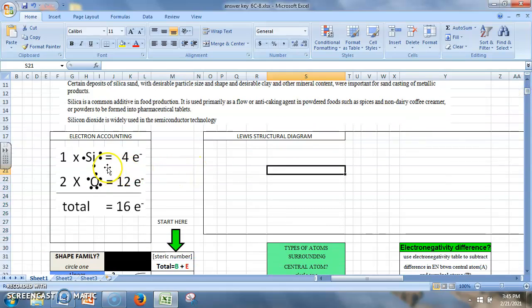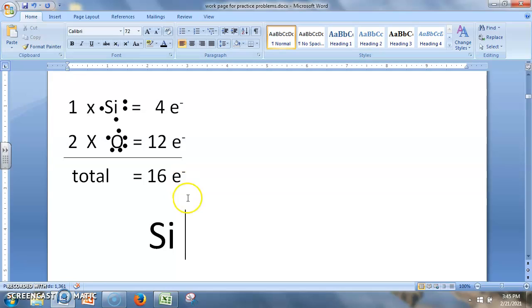There is one silicon with 4 electrons. It's in Roman 4. And there are 2 oxygens, each with 6. It's in Roman 6 for a total of 12. We have 16 electrons to work with. There's our 16 electrons. Silicon starts with 4 electrons. It'll need 4 bonds to get 8. Oxygen starts with 6 electrons. It only needs 2 bonds to get 8.